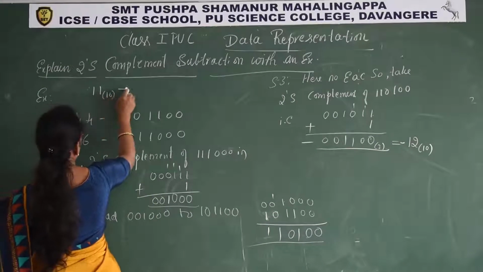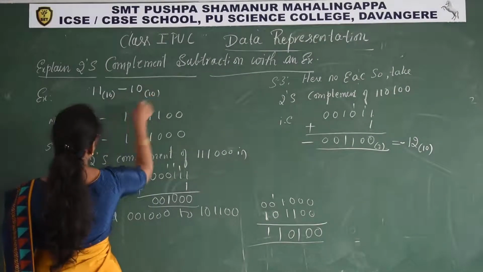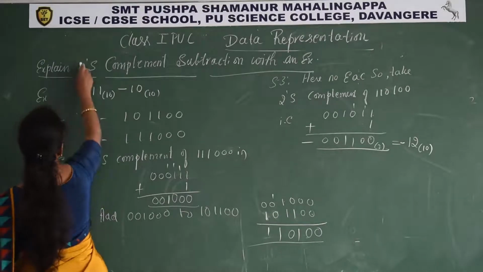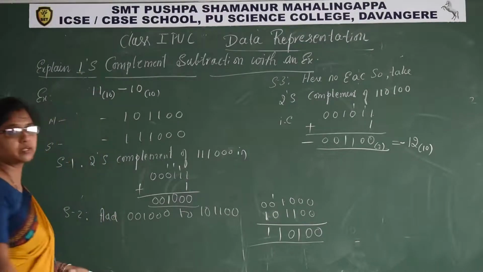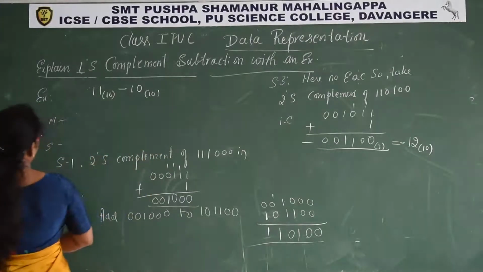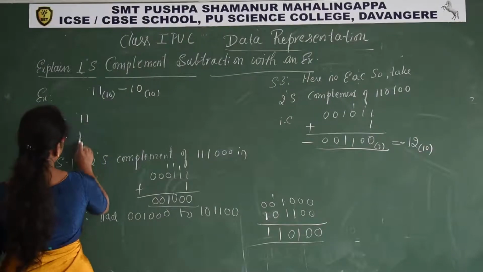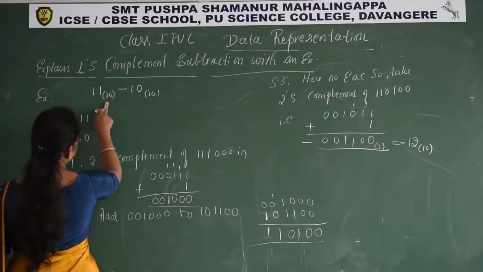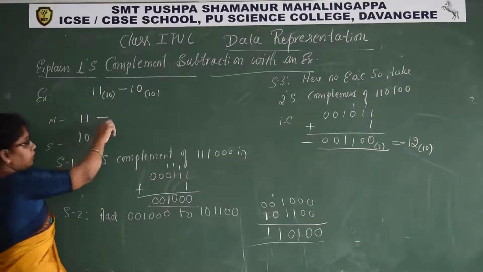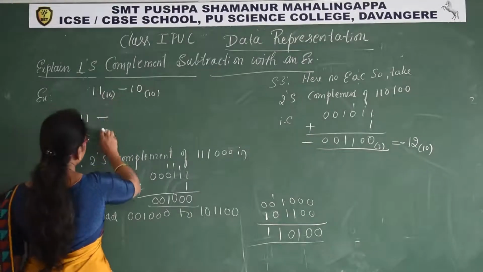11 base 10 minus 10 base 10. Now it is 1's complement. Again we have to write the explanation of 1's complement, which I hope you know. Now 11 is the minuend and 10 is the subtrahend. The base 10, don't confuse it with a binary number. They have given base 10, means it's 11.